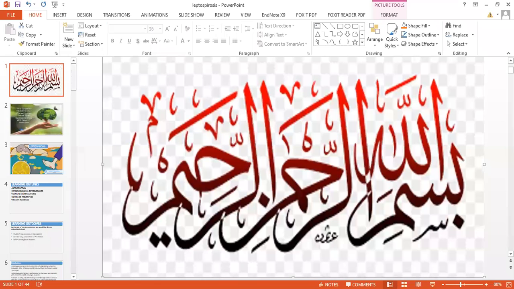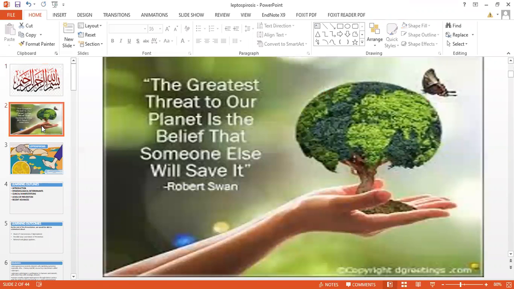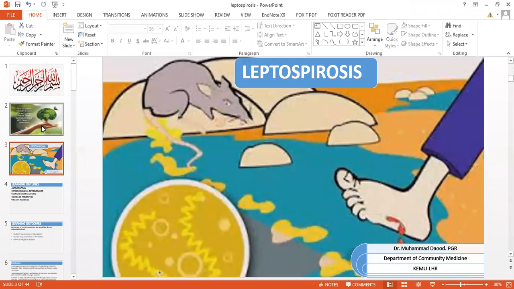Bismillahirrahmanirrahim. Let's start today's presentation with the quote: The greatest threat to our planet is the belief that someone else will save it. Today's topic of presentation is leptospirosis. I am Dr. Daud from the Community Medicine Department.